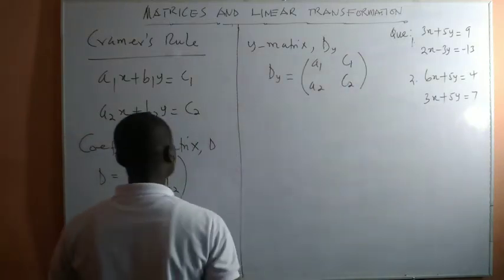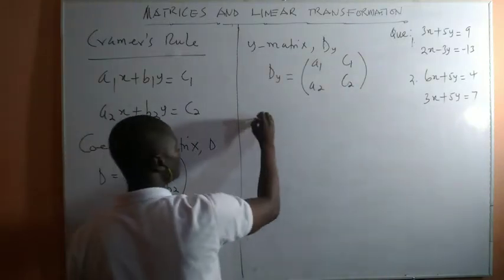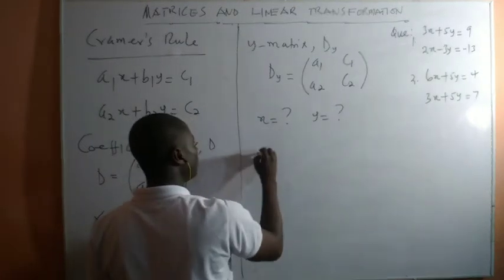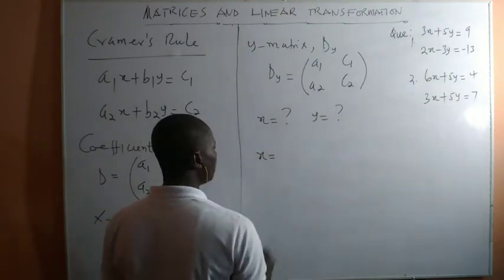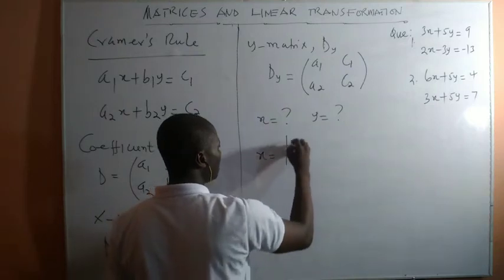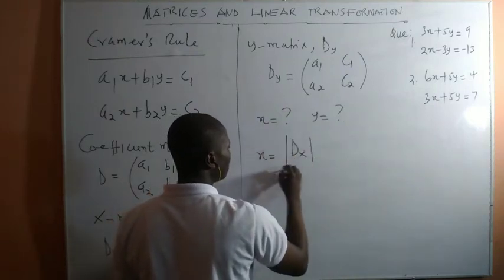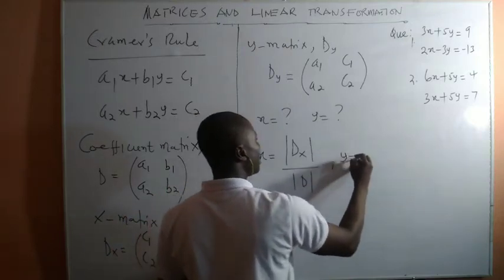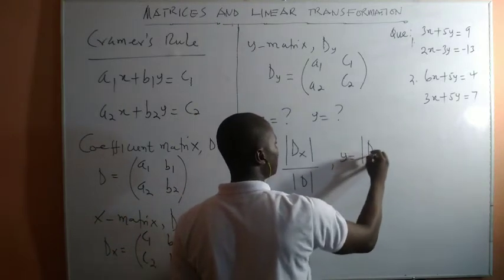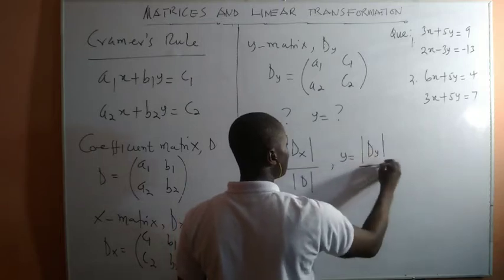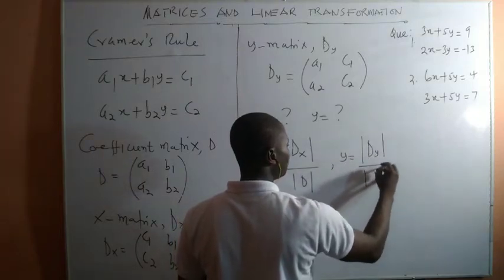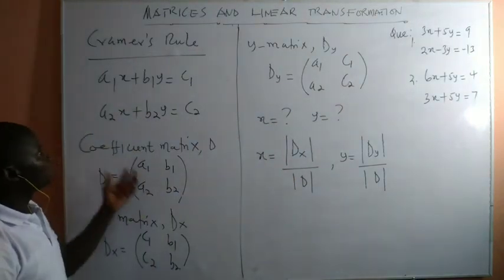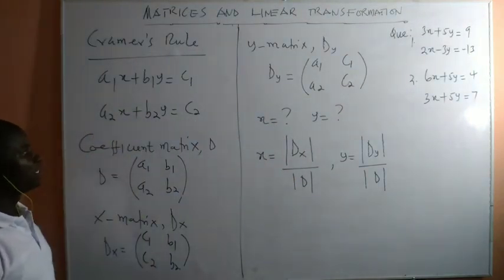Now, in solving this system of equations, we are supposed to find the value of x and the value of y. The value of x will be the determinant of the x matrix divided by the determinant of the coefficient matrix, and the value of y will be the determinant of the y matrix divided by the determinant of the coefficient matrix. This is how we use Cramer's rule to solve a system of linear equations.